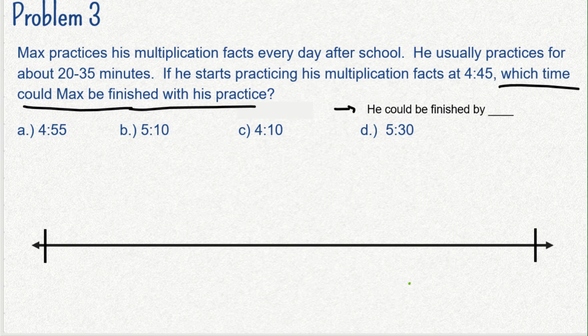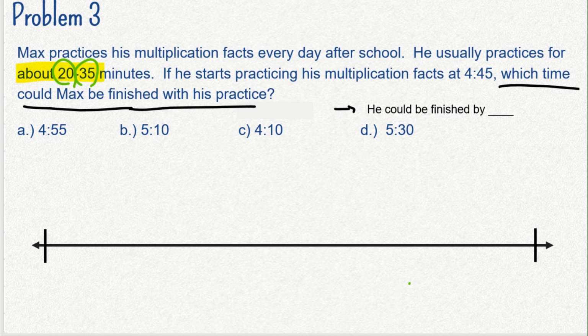And here's my answer sentence. He could be finished by... Highlight important information. Max practices his multiplication facts every day after school. He usually practices for about 20 to 35 minutes. So I want to focus on that, because that means between 20 and 35. It could be 20, 21, 22, 23, 24, 25 minutes, it could be 30, it could be 33 minutes. Anything in between 20 and 35 minutes.